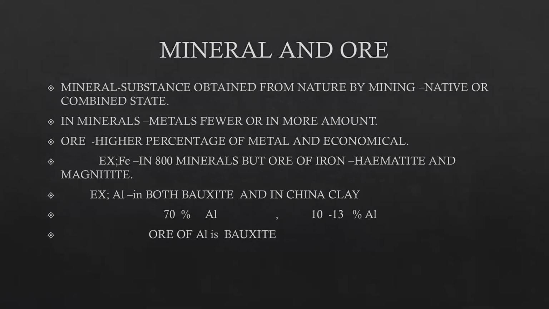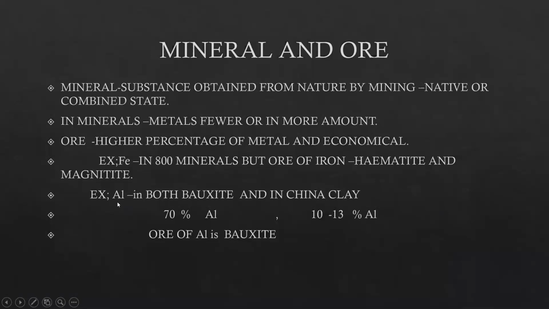So next one is ore. A mineral in which the percentage of metal is higher, you call it an ore. So for example, iron is present in more than 800 minerals, but hematite and magnetite we call the ores of iron because hematite and magnetite only have a larger amount of iron.